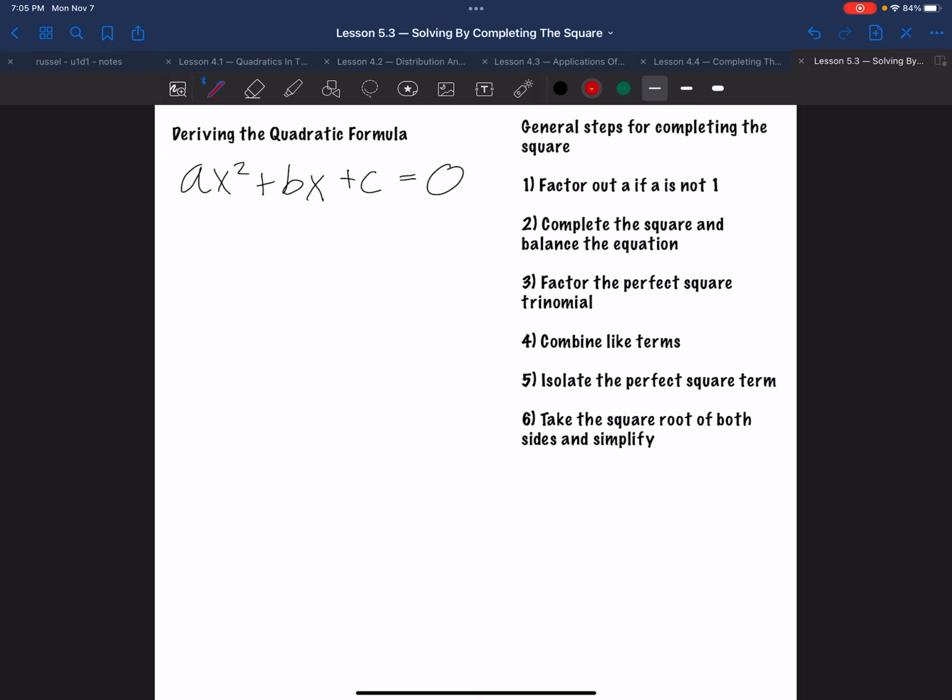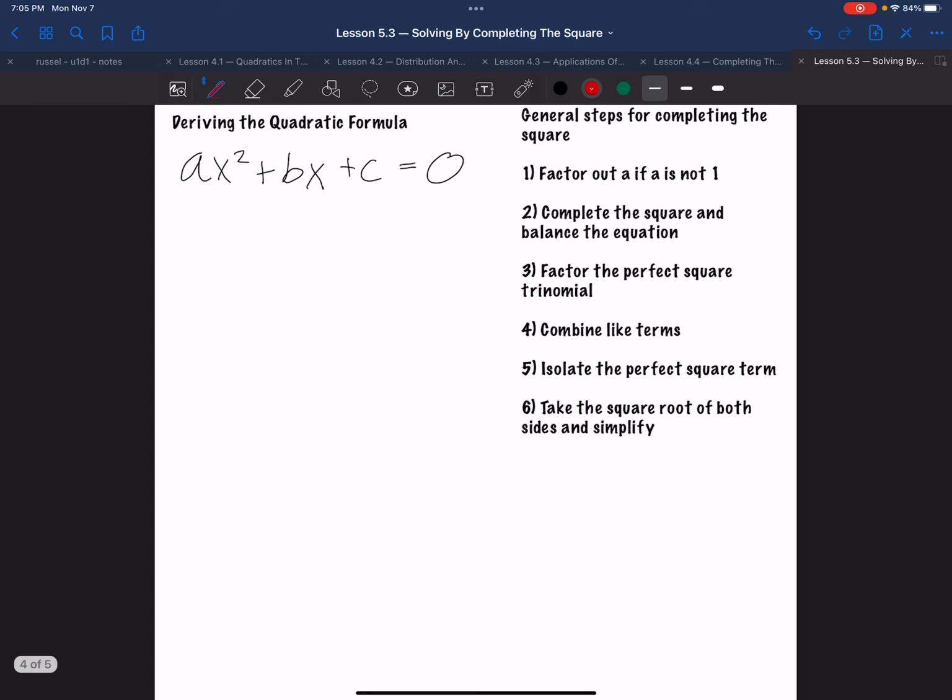So this derivation, I guess you'd call it, you don't have to watch this. I'm not going to really test you on it, but it's pretty neat, and it's something we do in class that I challenge everybody to try for themselves.